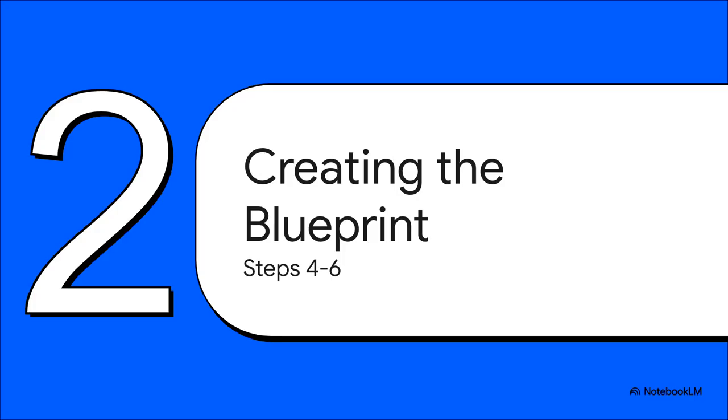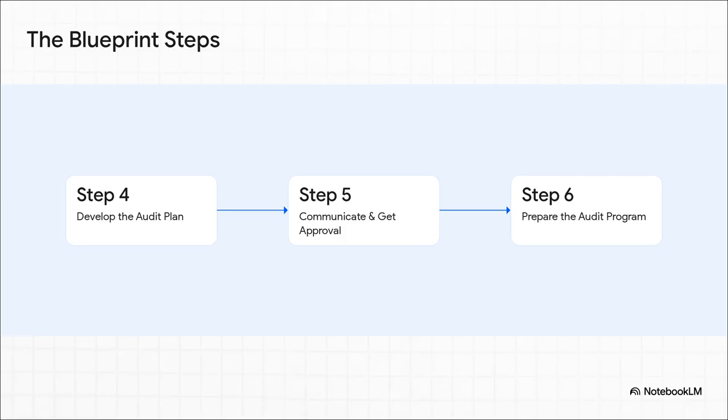Okay, so our foundation is solid. Now we move into the next phase, creating the blueprint. This covers steps 4 through 6. This is where we take all that big picture thinking and turn it into a detailed, actionable map for the audit team to follow. The 3 steps here are developing the actual audit plan, communicating that plan to get approval, and then preparing the detailed audit program. Let's get into the nitty-gritty.